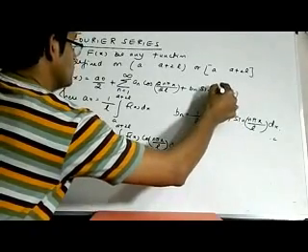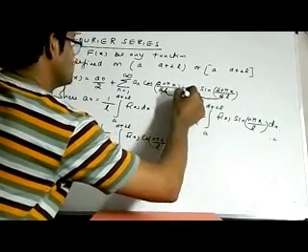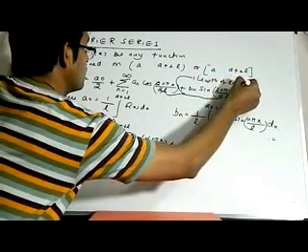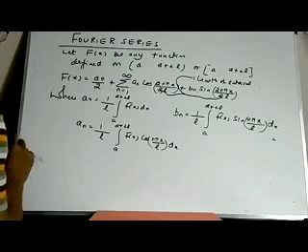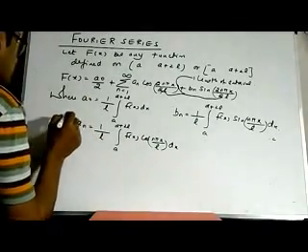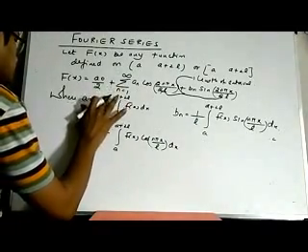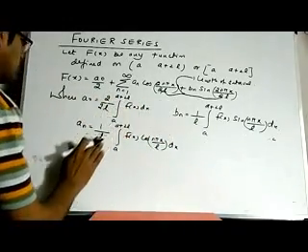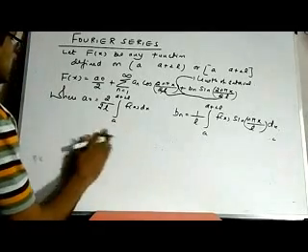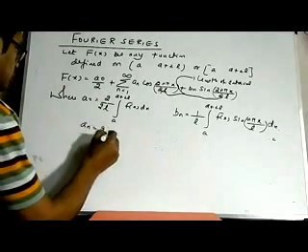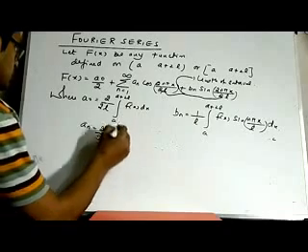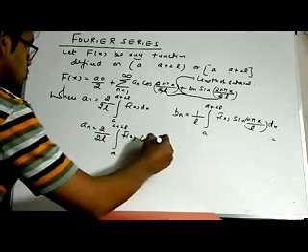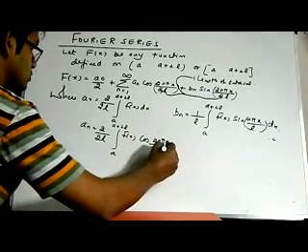sin(2n pi x by 2l). This 2l is the length of the interval, and this can be further written like this, 2 upon 2l. This formula can further be written like that: an equal to 2 upon 2l integral a to a plus 2l f(x) cos(2n pi x by 2l) dx.